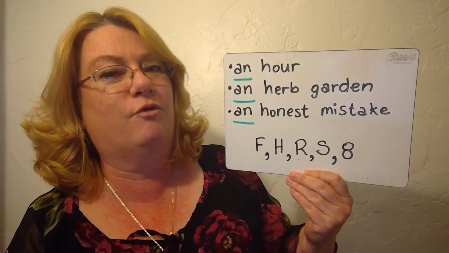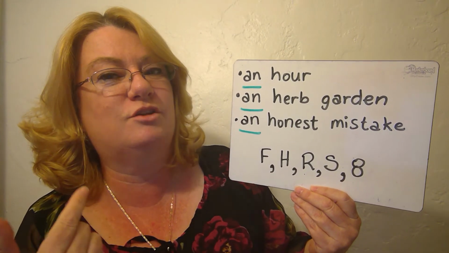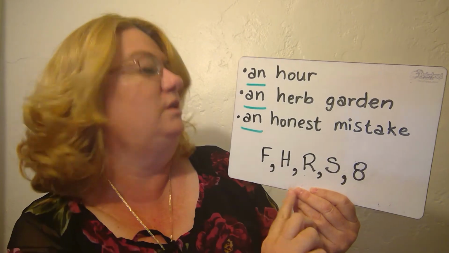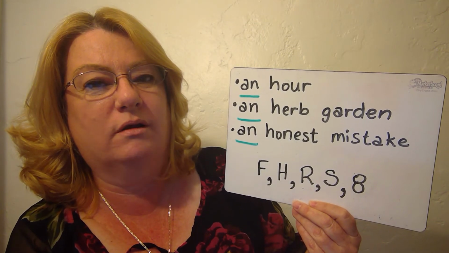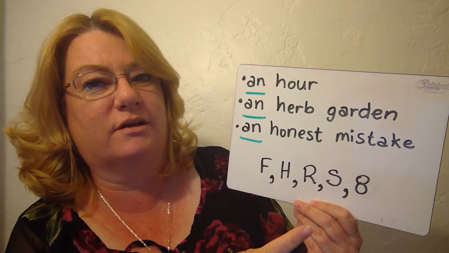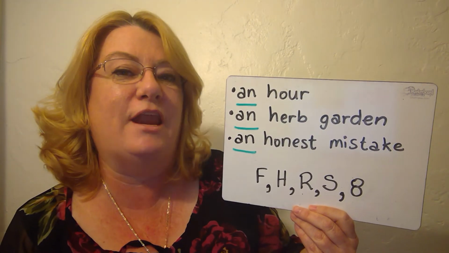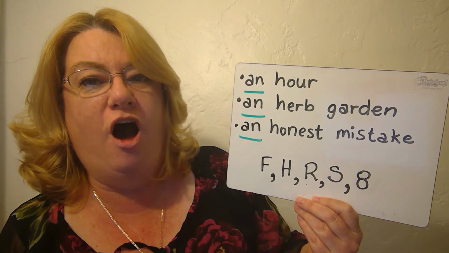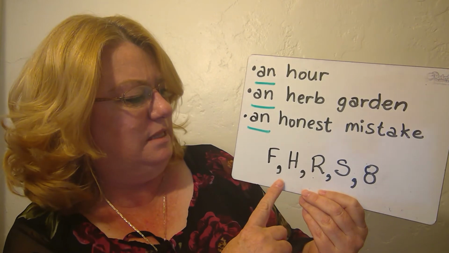Now here are some sounds that make us think again before we do something. It looks like there are consonants, but it's actually the vowel sound. And then we've got the unique letters and numbers down here. An hour. The H is silent. We have some words where the H is silent. An herb garden. In American English, we say herb with a silent H. An honest mistake.